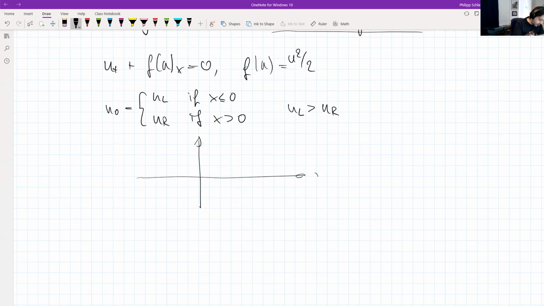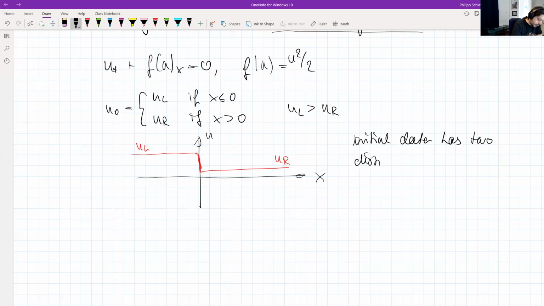So our initial condition would look like this. If this is x and this is u, then the initial condition would be something like this. It should be vertical and like this. So this is u_L and this is u_R. So we have one jump, one discontinuity in the initial condition, and it's done in that way that u_L is larger than u_R. So the initial data has only two distinct values.